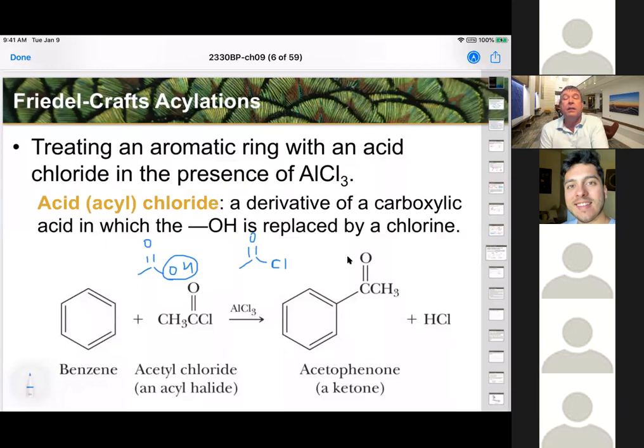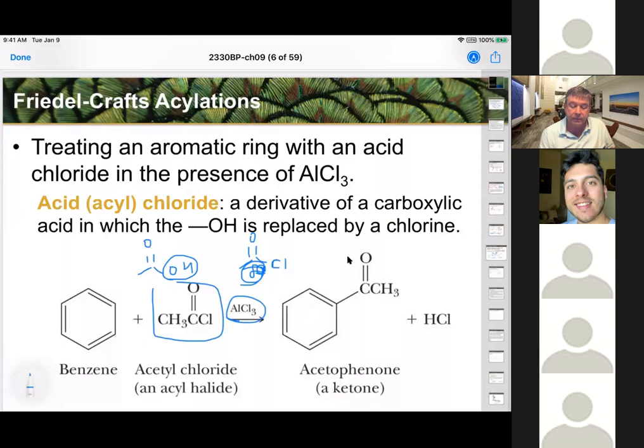Now, the reason we do that is that chlorine's a better leaving group, and therefore it's easier to form the positive charge on this carbon with chlorine. So we take our acid halide, it reacts with the aluminum chloride to give us our acyl cation plus aluminum tetrachloride, and then it goes ahead and reacts to form our product.